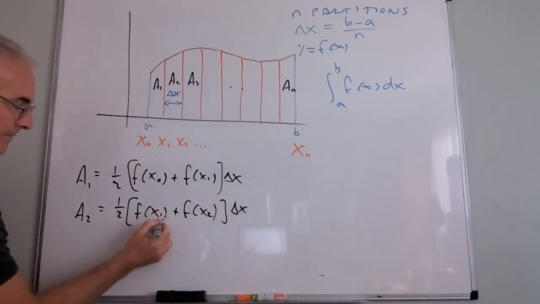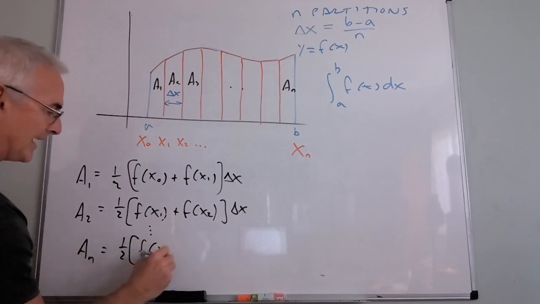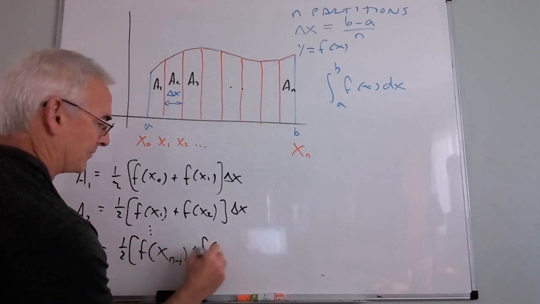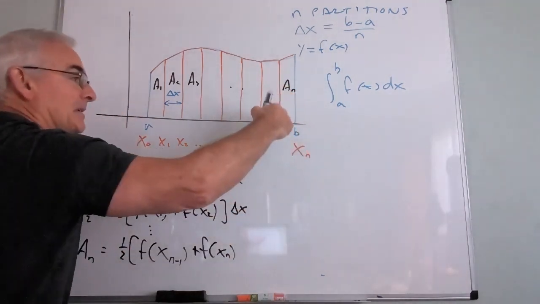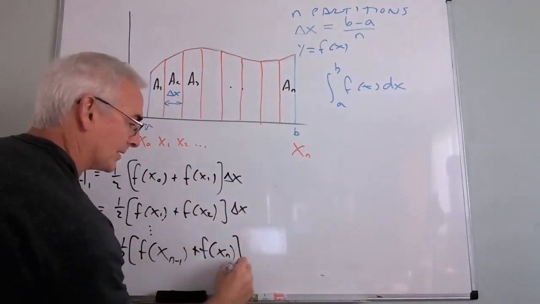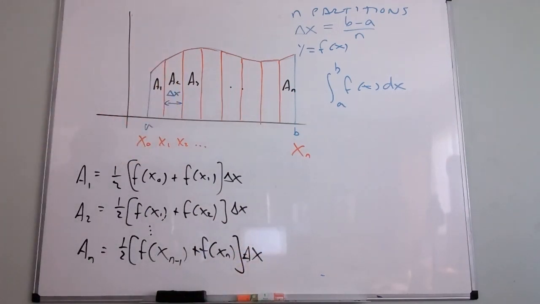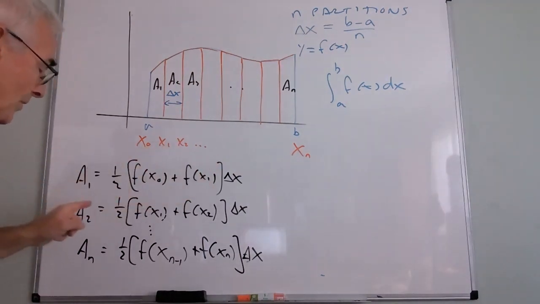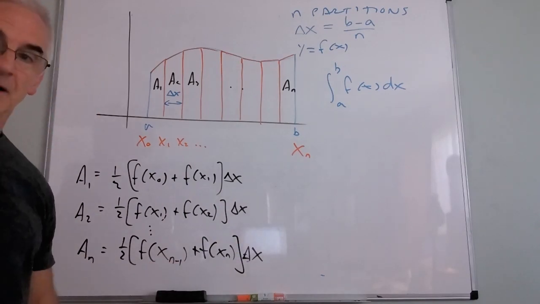I'm going to go dot, dot, dot, all the way to my last one, which would be 1/2 f of x(n minus 1) plus f of xn, times delta x. xn would be the last one, x(n minus 1) would be the one right before it. Okay, so hopefully everybody sees this is pretty simple. Again, this is the formula for the area of a trapezoid. I have exactly n trapezoids.